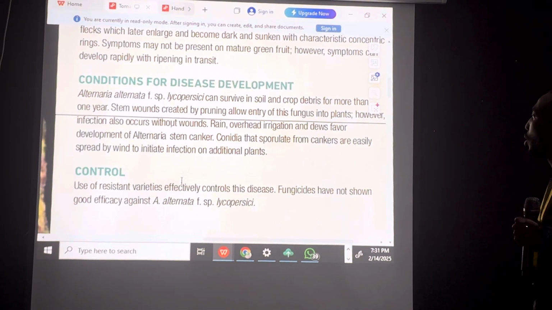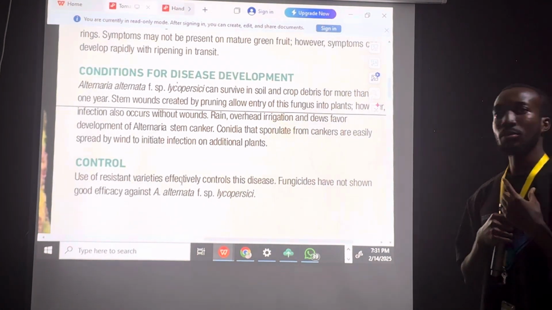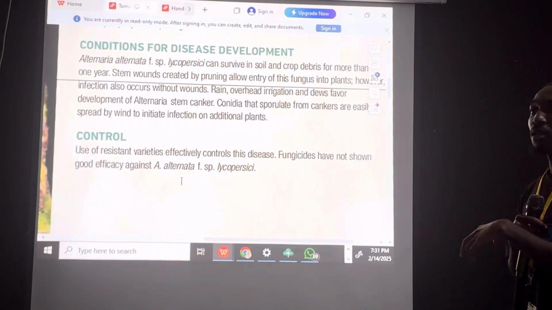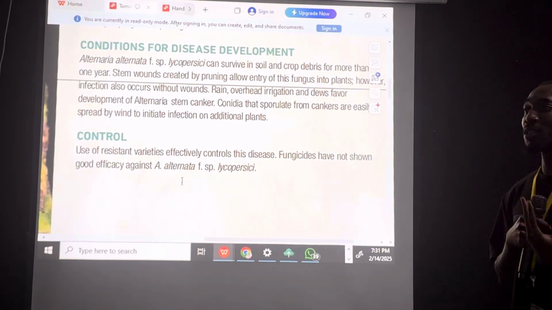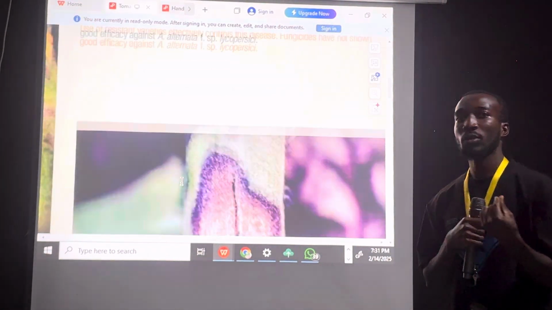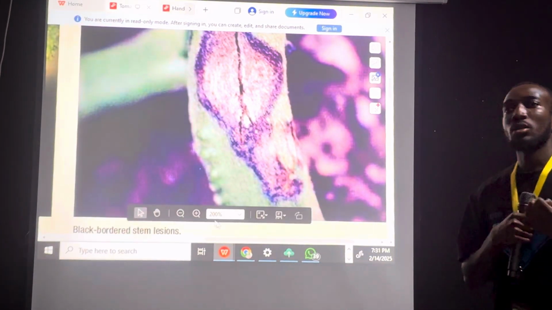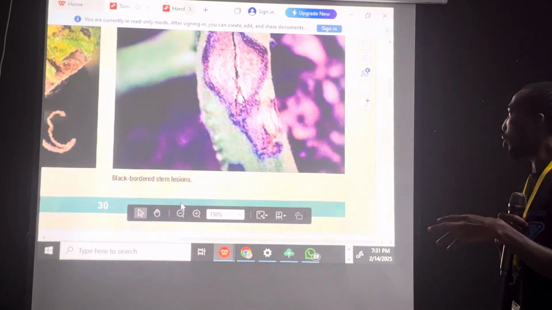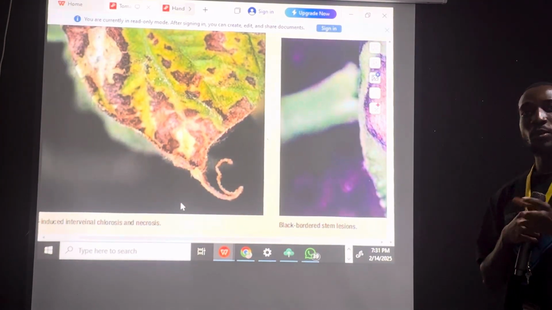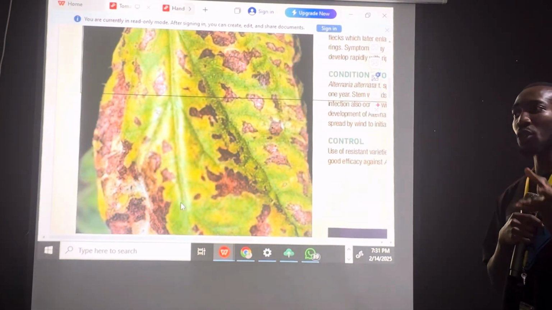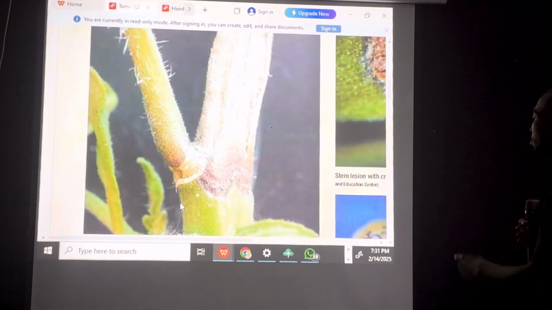The control: use of resistant varieties. If you notice that the last variety that I used is prone to this kind of disease, then next cycle you can use another variety. And if you notice that the fungus is right from the seed, you can treat your seed with fungicide or decide to go for another alternative. Maybe you change your source or something like that. With that, you can battle this kind of fungus.